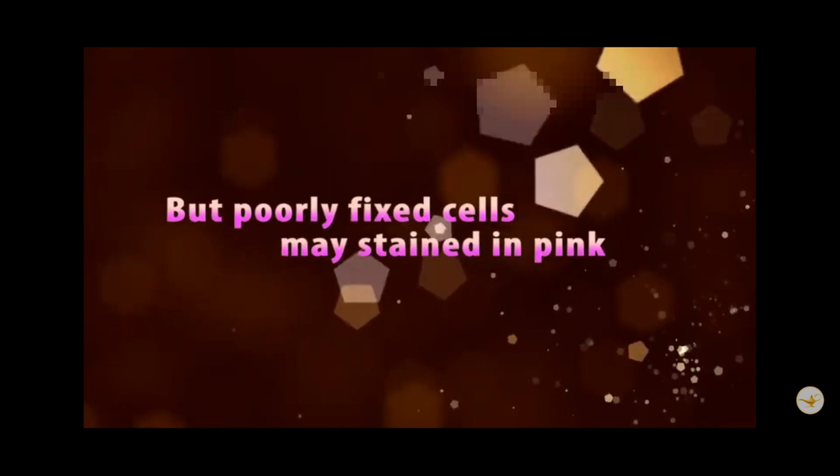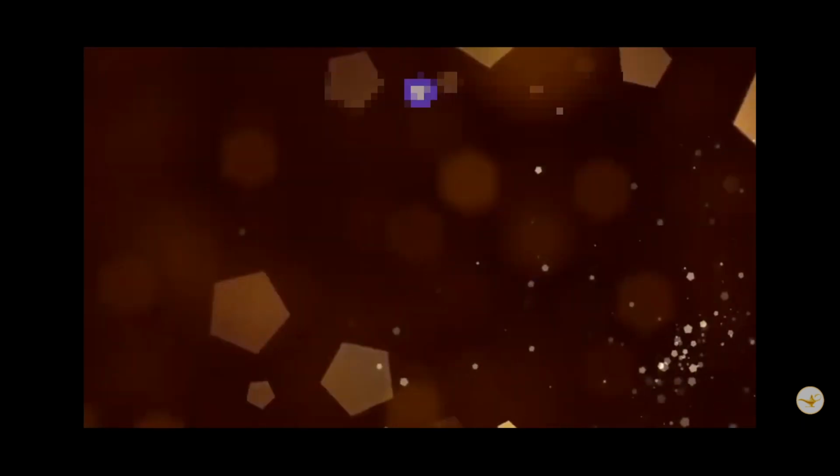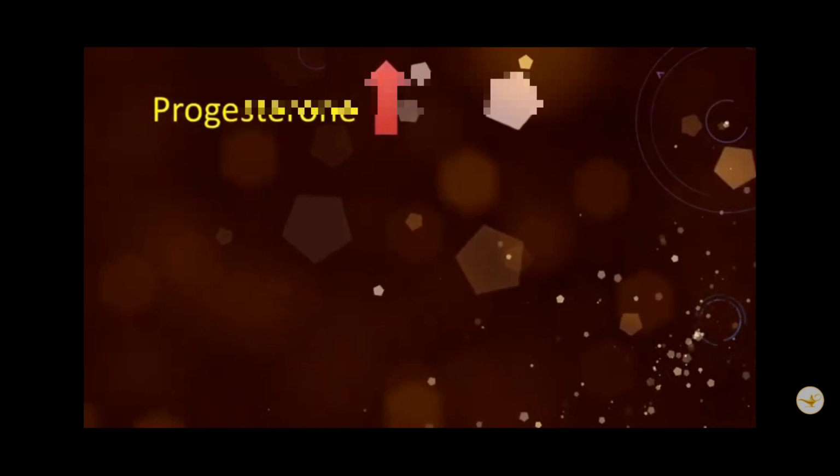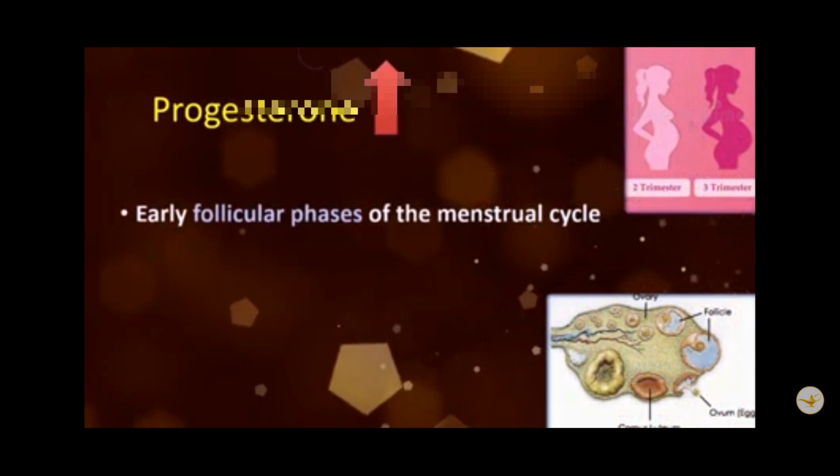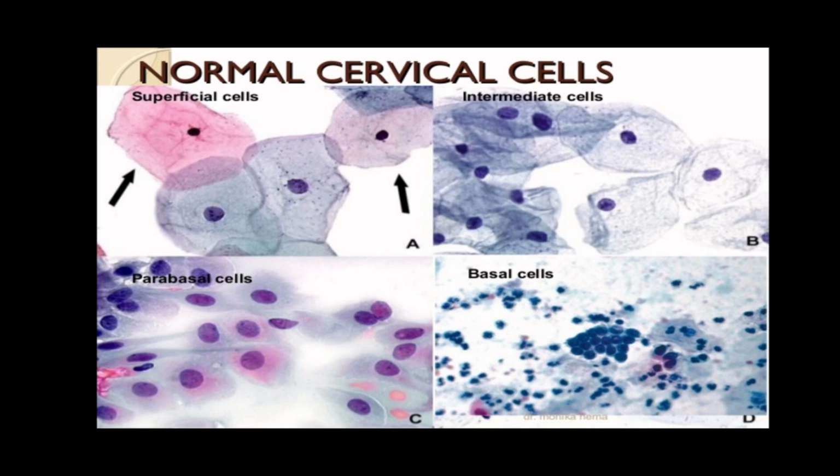Instances where progesterone is increased, class, is during the follicular phase of the menstrual cycle as well as the second and third trimester of pregnancy. So those are the usual times wherein progesterone is increased and intermediate cells can be detected.